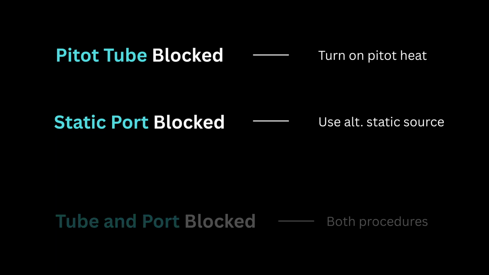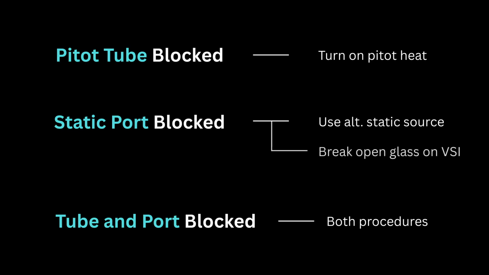In the rare case that both the static port and the pitot tube are blocked, just perform both of these procedures. Sometimes even the alternate static source won't work. In this case, as a last resort, take a hammer and break the glass on the VSI, letting cabin air into the system. It's not exactly the same pressure as the outside air, but it's pretty close.